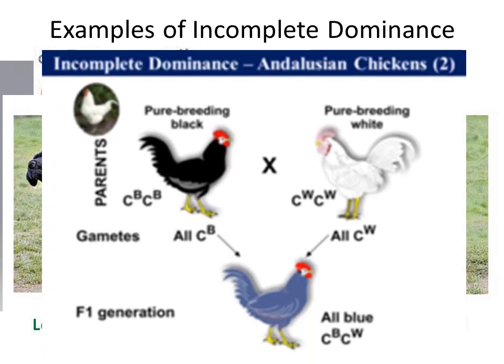Also in Andalusian chickens, if we have here a pure breeding black male chicken and a pure breeding white chicken, it will result now to blue feather color. This is caused by a dilution gene that partially dilutes the pigment melanin and makes the feathers lighter, so it becomes blue.